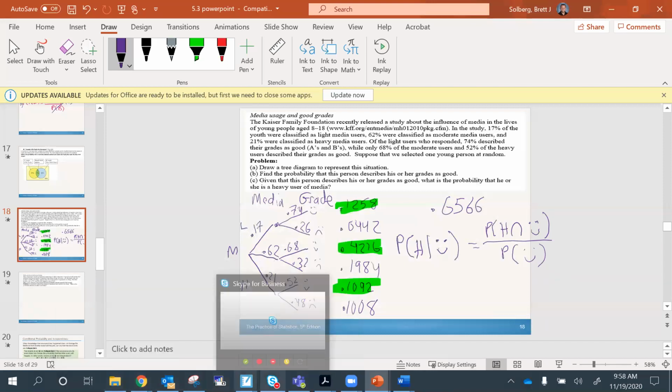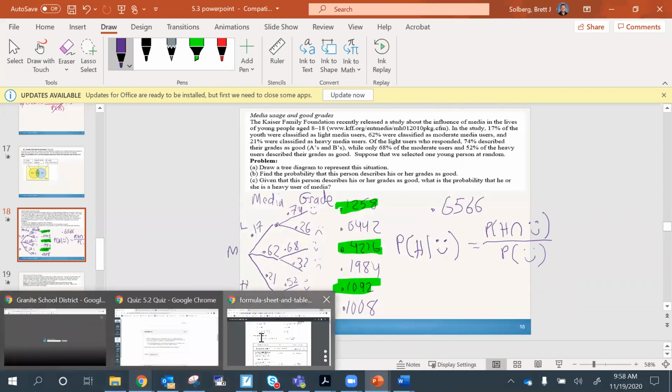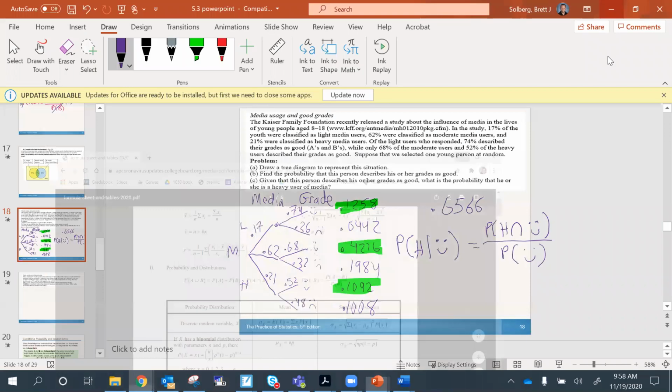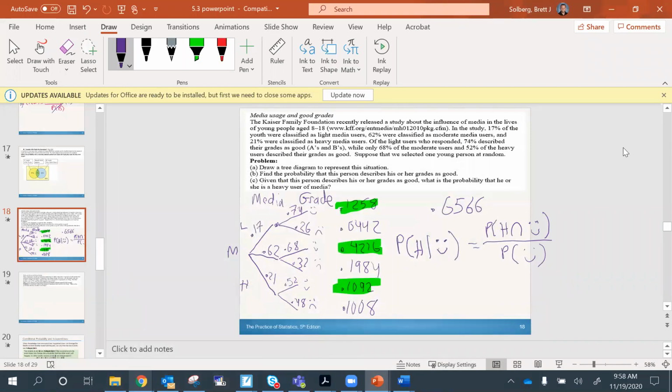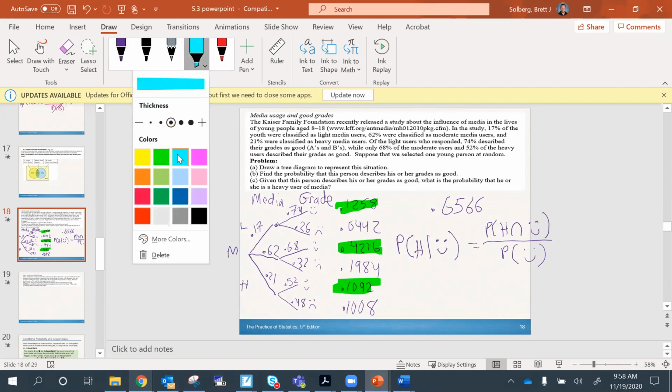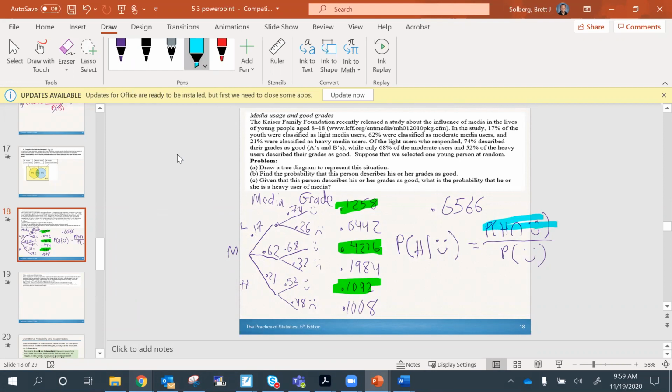Checking my formula to make sure I did that right, but I'm feeling good about that. Yes. Okay, now here's the good news: you've already done all the calculations to figure that out. What's the probability that they are a heavy media user and they got good grades? That's this guy right here.